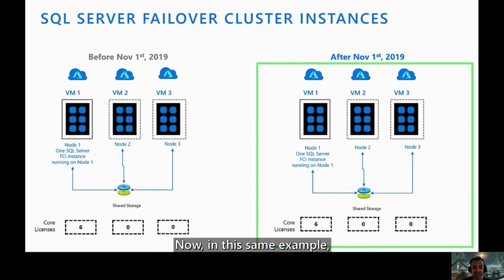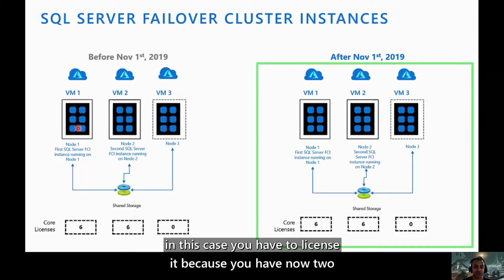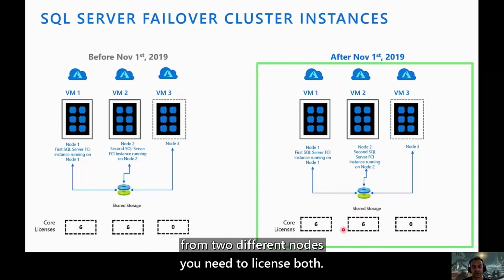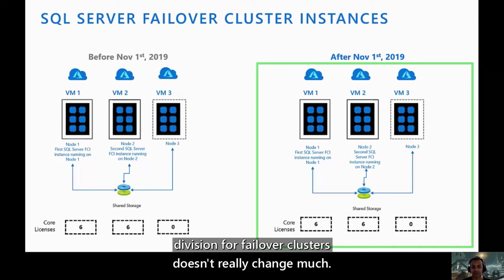Now, in this same example, what if I had another failover cluster instance running, another SQL Server FCI running on node 2? In this case, you would have to license it because you now have two SQL Server instances running on two different nodes of the cluster. So you needed 12 cores of licenses, assuming each of the machines has six cores. And post-November 1st, because you're serving applications from two different nodes, you need to license both. So in that scenario, your licensing position for failover clusters doesn't really change much.